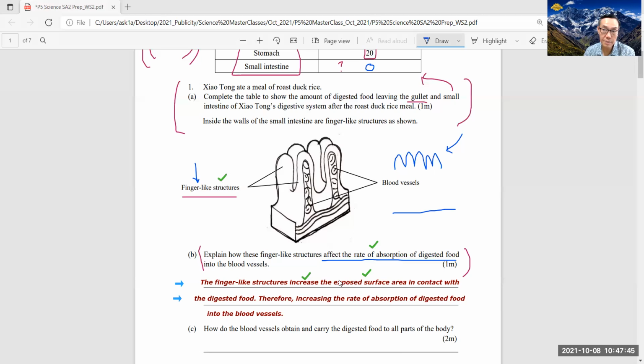Then there's a relationship. If you increase the exposed surface area, this will result in increasing the rate of absorption of digested food into the blood vessel. So you take note of this. Ching Sun, you try to use the same phrase, because you see in this question, they ask you how it affects the rate of absorption. Use the same words, rate of absorption.